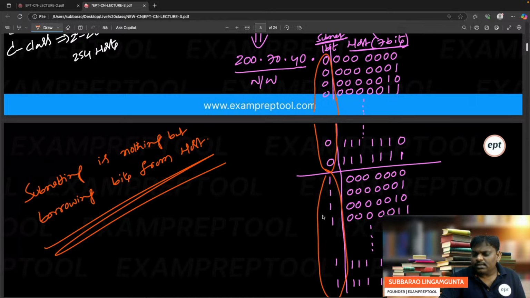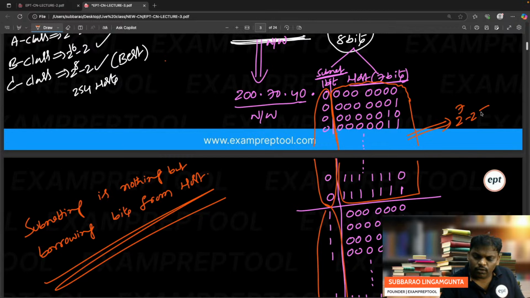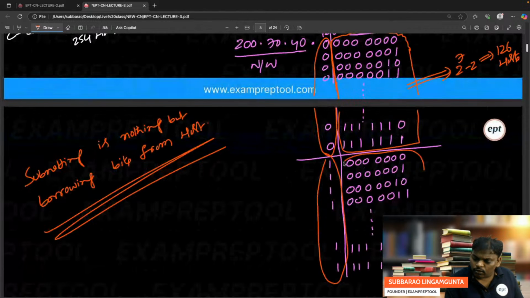Some people are asking, sir, subnetting means number of hosts will decrease? Of course. Previously host purpose 8 bits. Now host purpose only 7 bits. With the 7 bits, how many hosts possible? 2 power 7 minus 2. 2 power 7 is 128 minus 2. Remember, in the subnet 0, 2 power 7 minus 2, 128 minus 2. What is the answer? 126 hosts. In the subnet 1, again one more, 126.